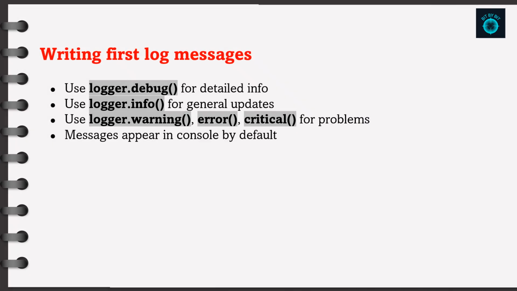Writing first log messages. Once your logger is set up, you can start writing messages. Use logger.debug for detailed technical information. Use logger.info for normal updates, such as starting a task. Use logger.warning, error, or critical for problems of increasing severity. By default, these messages appear in the console. Later, we will learn how to send them to files or other outputs.